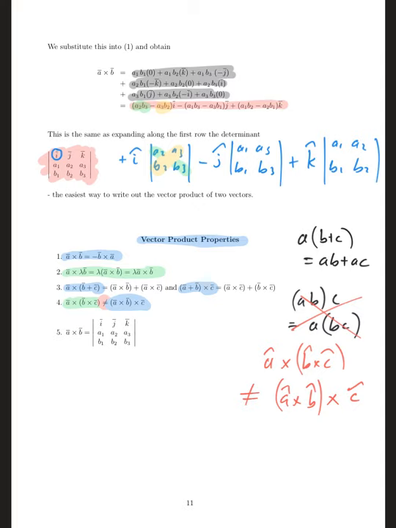And then our final property is one that we just discussed, how to calculate the cross product from components. And it turns out to be this determinant. Your unit vectors on top, your a components in the second row, and your b components in the third row.